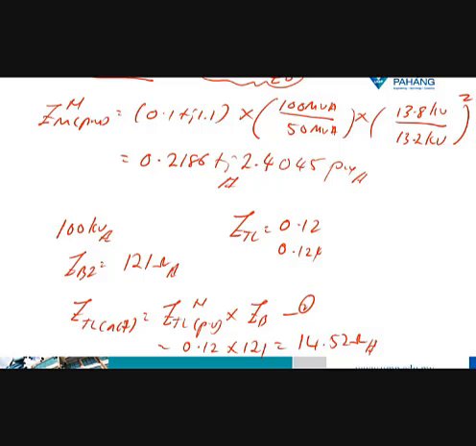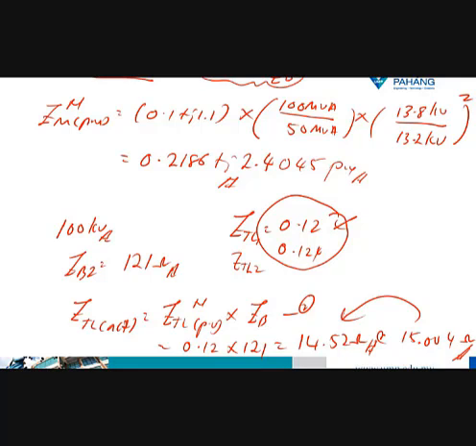As compared to 0.124, let's say ZTL2, 0.124 times 121, you will get 15.004 ohms. Can you see the difference? In terms of per unit, maybe they look very similar, almost the same values. But when we convert back to the actual values, you get a very significant difference between these two values.